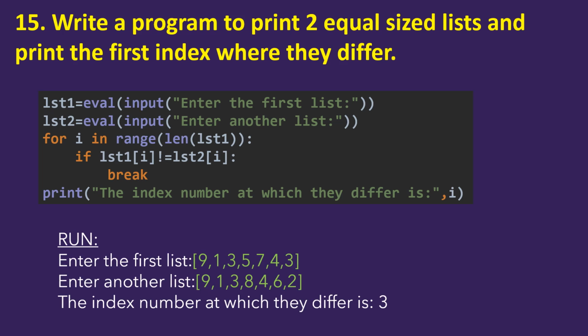Once you run the program, let's say the first list is 9135743 and the second list is like this, 9138462. The initial first two values are the same, the second two are the same, the third two are the same, the fourth one they are different. So there your loop will break and your i value is 3. At index number 3 they are different. Like this.